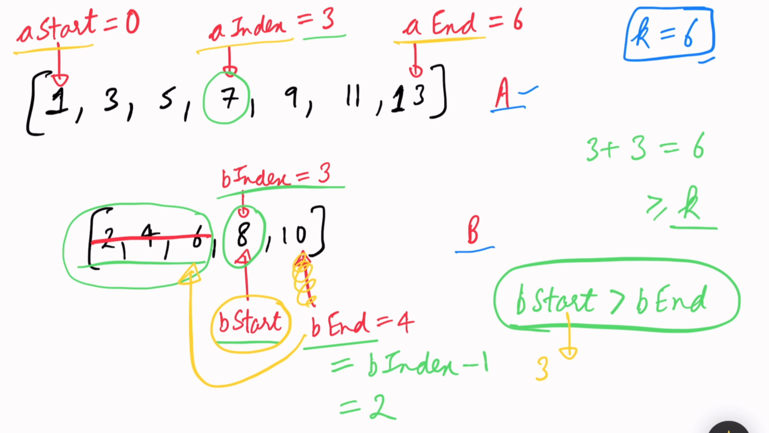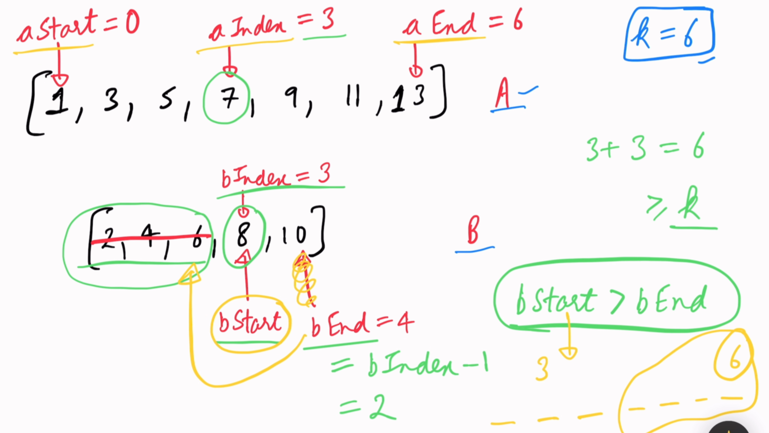This means that in the final merged array, 3 elements from array B are going to be present to the left of the value at index k. So we have these 3 elements from array B, and now we have to decide the value at index 6. Now what is going to happen is these 4 elements are going to come from array A. So we have to find this element from array A.